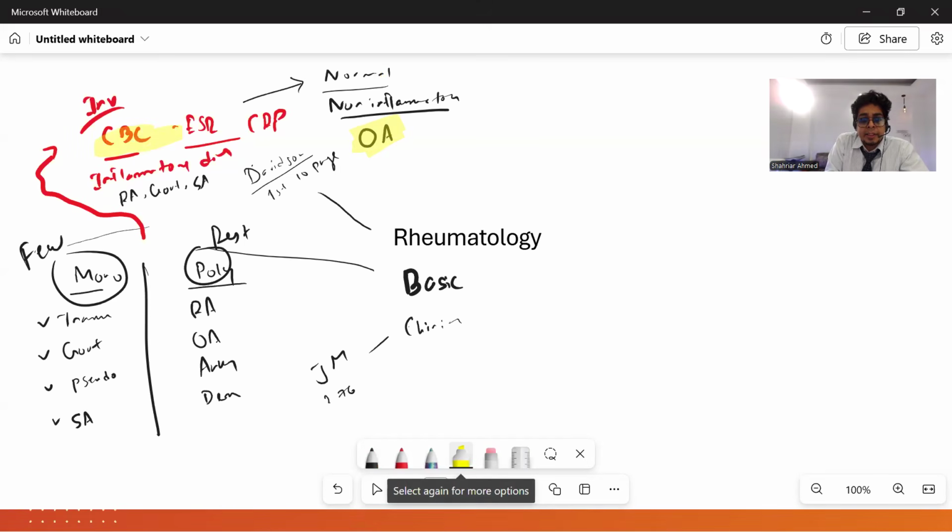Yeah, so this CBC, ESR thing is one point, and this one is another point. Is it clear to everyone? Inflammatory arthritis, non-inflammatory arthritis, monoarthritis, polyarthritis. We're going through the basics now. Everyone clear? Yes.